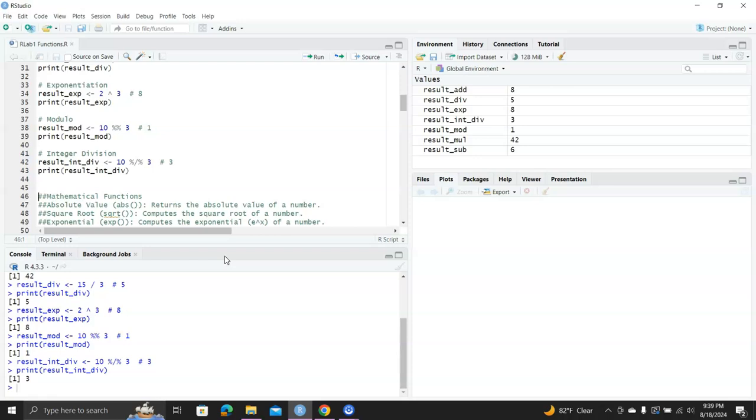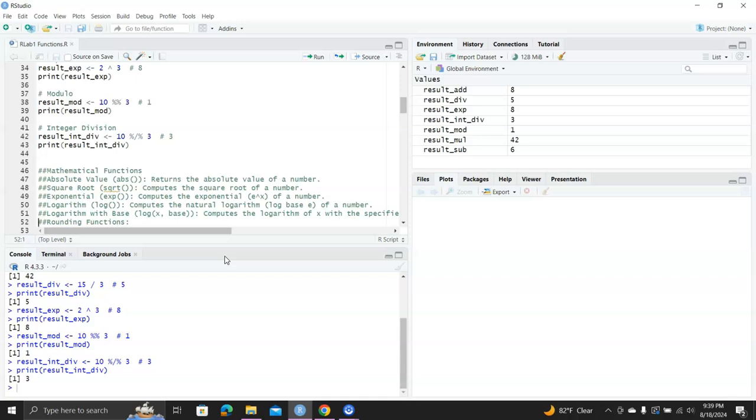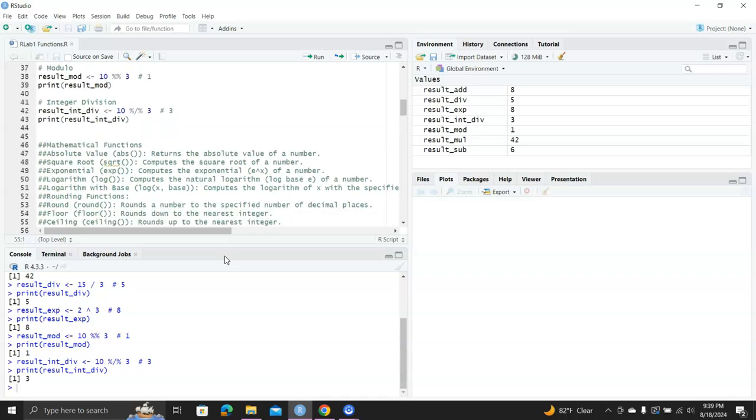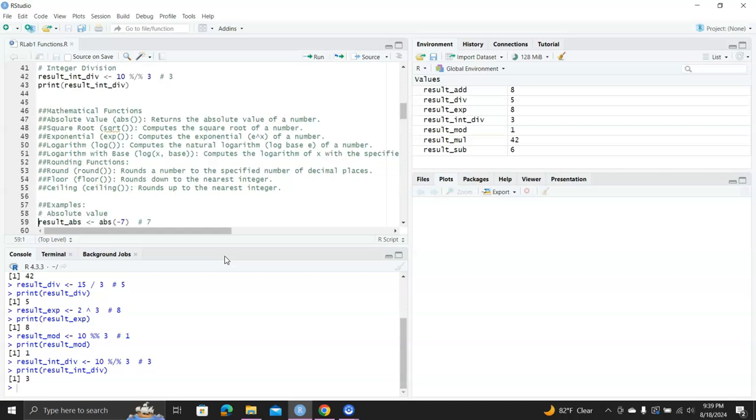Okay. Also, there are some very commonly used mathematical functions. They include the absolute value, ABS, and square root, SQRT, exponential, EXP, logarithm, LOG. This is the natural logarithm, with base e. And logarithm with a specified base, you get log of x and then the base. The rounding functions, you got round, floor, and ceiling. Okay, so let's look at some examples.